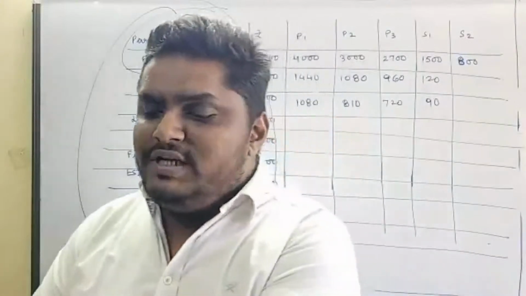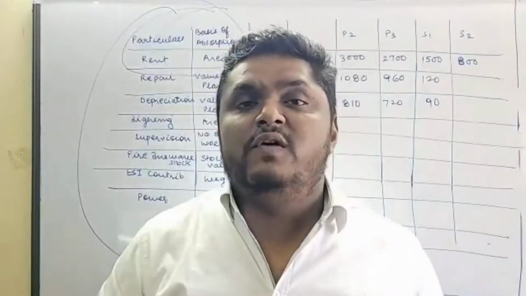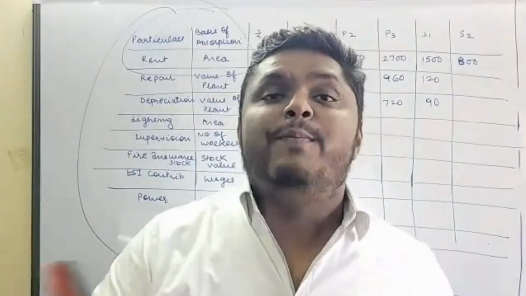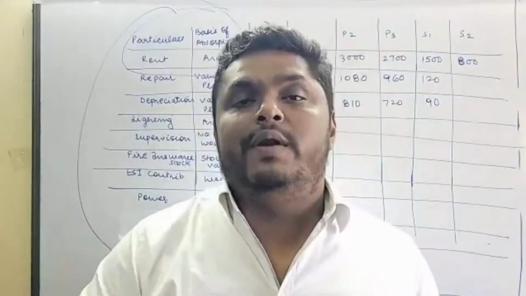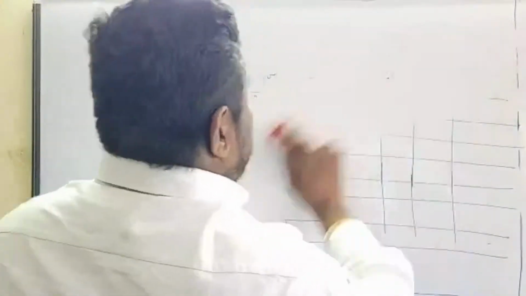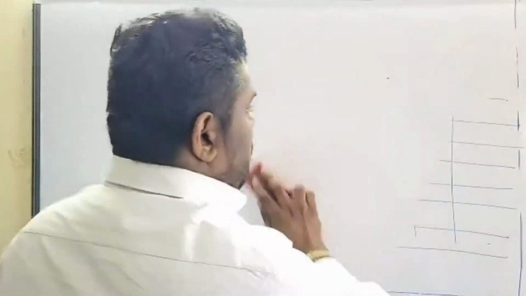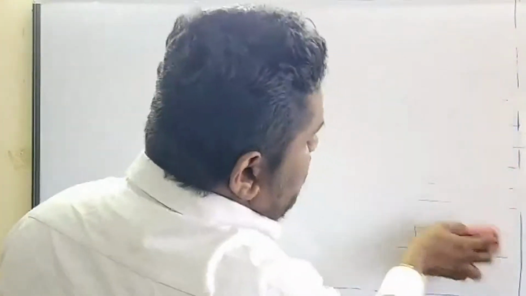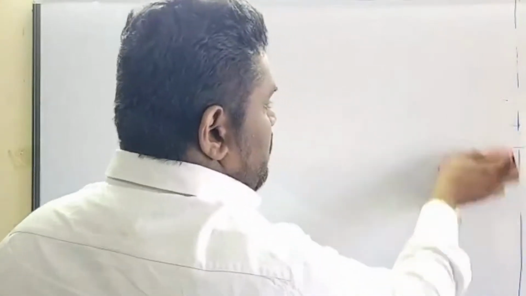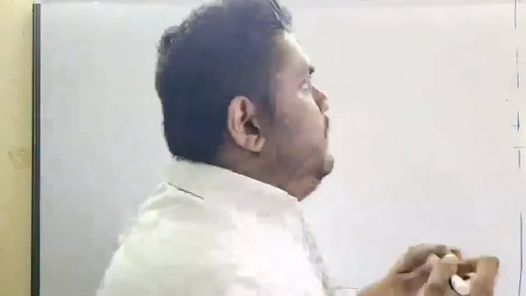Now, guys, let's proceed further with the next phase of distribution. We call it reapportionment or redistribution of overheads. So, guys, let's start with the next part, that is reapportionment of overhead.